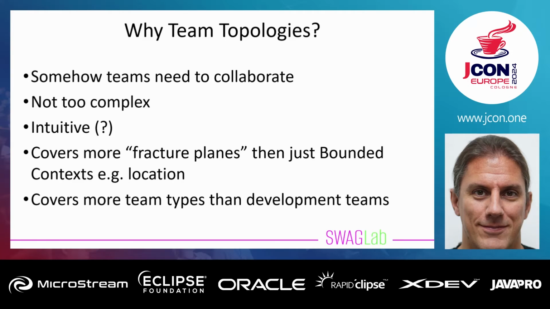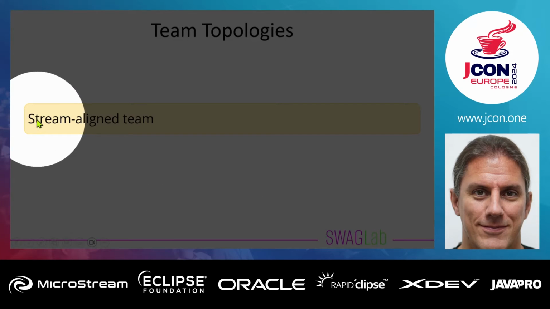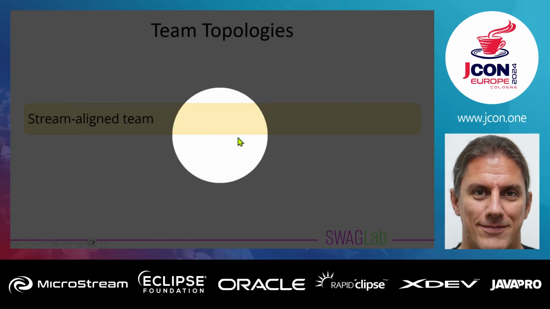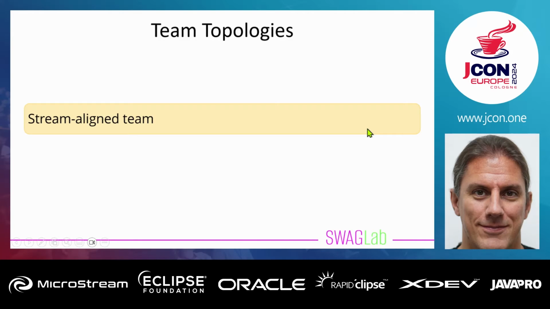And it covers more team types than just development teams. So which types of teams are there? Well, there are streamlined teams. Streamlined teams are teams that somehow provide value to some kind of persona. Maybe they care about a product, whatever. And they are called streamlined because they cover the whole process from requirements until it's in production. So this is actually the stream that we are talking about here.